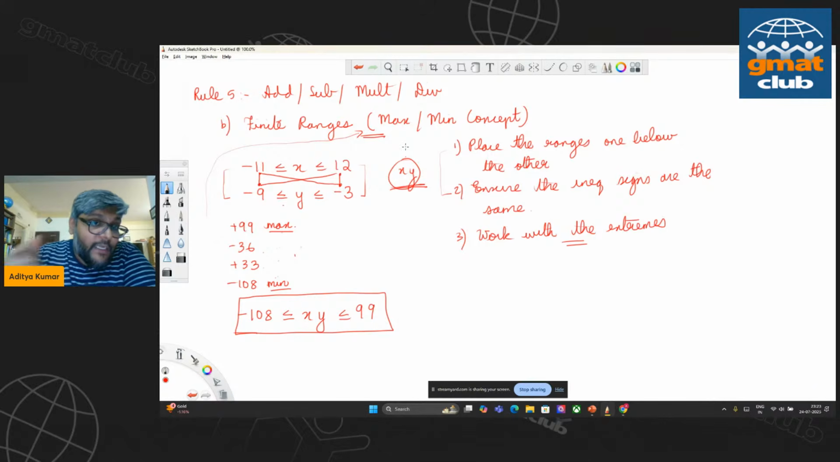So with finite ranges, you can add, you can subtract, you can multiply and divide, but you have to do it with the Maxmin concept. You cannot do it directly. You can add them directly, that's not a problem, but subtraction, multiplication, division, it has to be done using the Maxmin concept. Make sense? So that's your rule number 5. What do you do when you have to add, subtract, multiply, and divide inequalities? When you're working with infinite ranges or you're working with inequalities with variables on both sides, you're constrained only to addition. The best mathematical operation you can use is addition. But if you're working with finite ranges, you can add, subtract, multiply, and divide, but do it via the Maxmin concept. Got it?